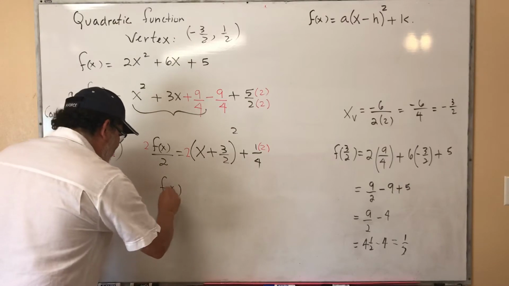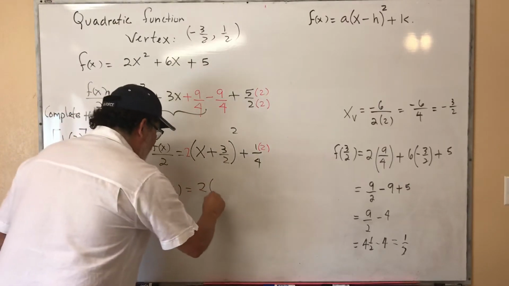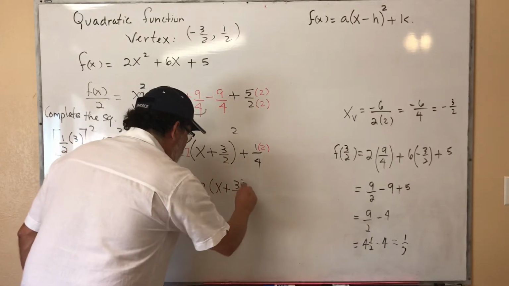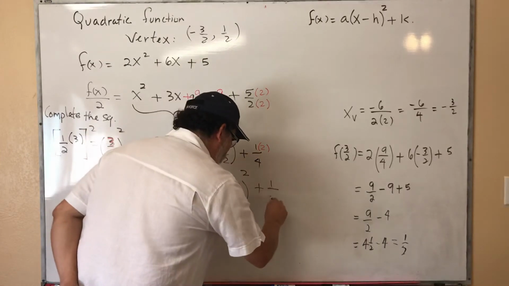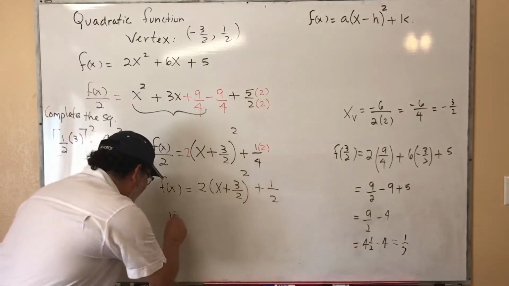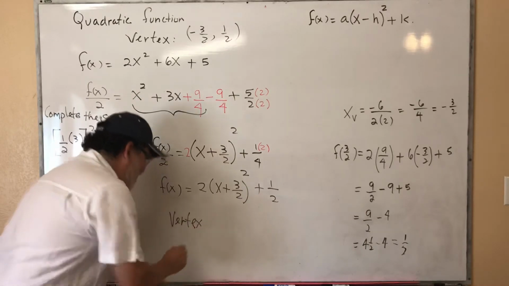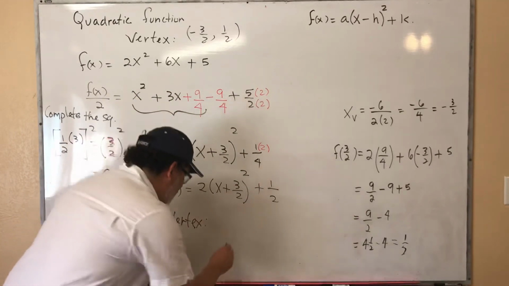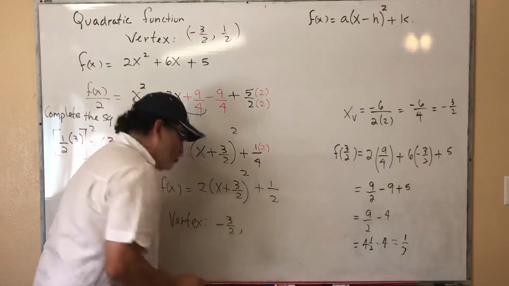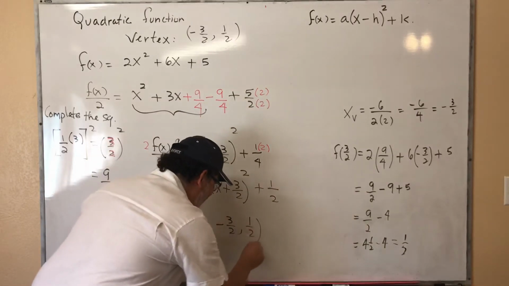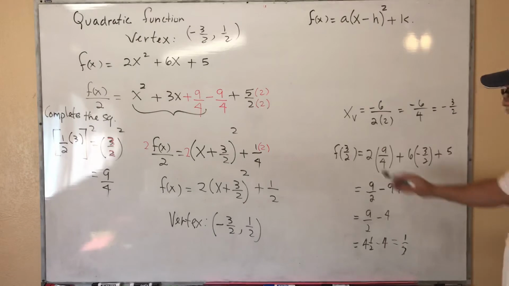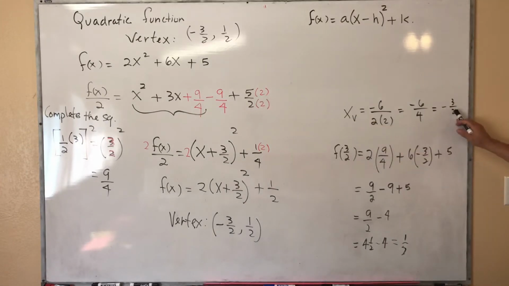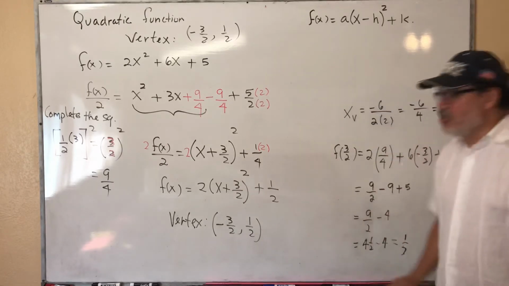Watch this. F of x equals 2 times x plus 3 over 2 quantity squared plus what? 2 goes into 4, 1 over 2. And what's the vertex? The vertex, when we have it in vertex form, take the opposite of this, negative 3 over 2. Do not take the opposite of this, 1/2. And that's the vertex, just like before. The x-coordinate of the vertex is negative 3 over 2. There it is. And the y-coordinate of the vertex is 1/2. There it is. So we were right.